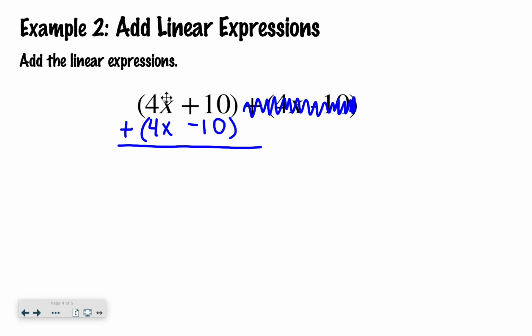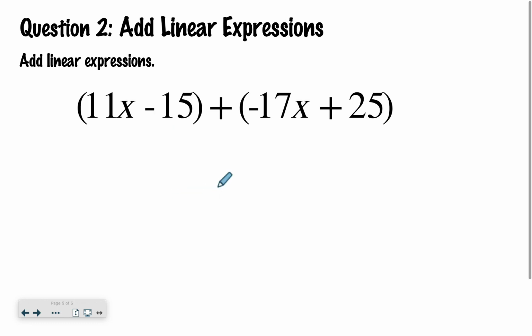So let's start with our x's. 4x plus 4x is 8x. A positive 10 plus a -10 is 0. And so that leaves us with 8x plus 0. Do we ever have to write plus 0 for something? No. So that means that we can leave our answer as 8x.